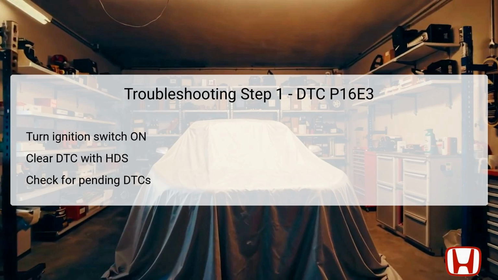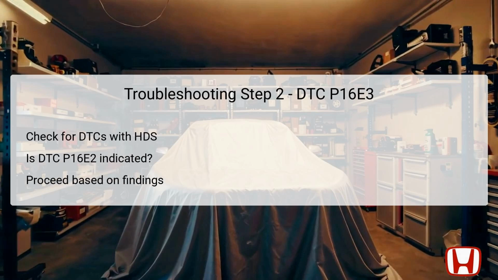Alternatively, if no DTCs are indicated, it may suggest an intermittent failure, pointing to potential issues like poor connections or loose terminals elsewhere in the system. In the second troubleshooting step, again check for pending or confirmed DTCs using the HDS.